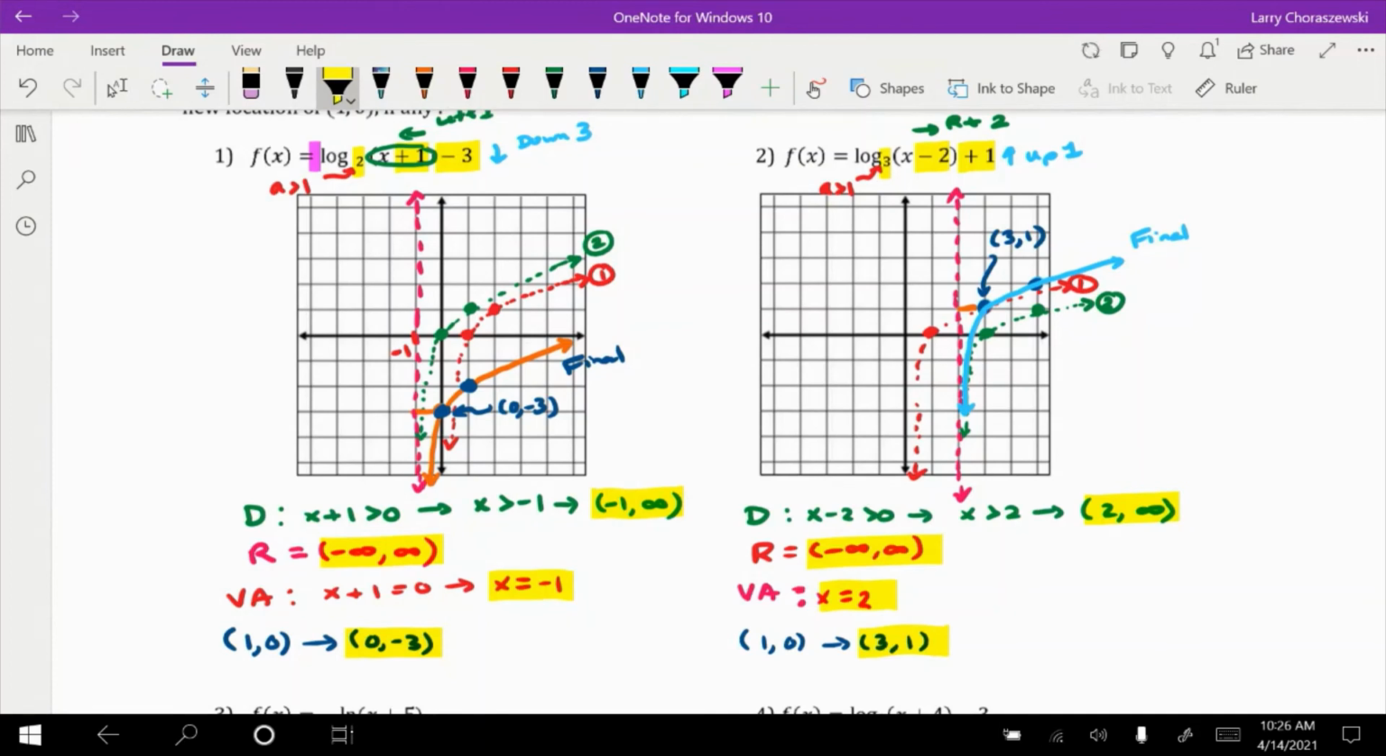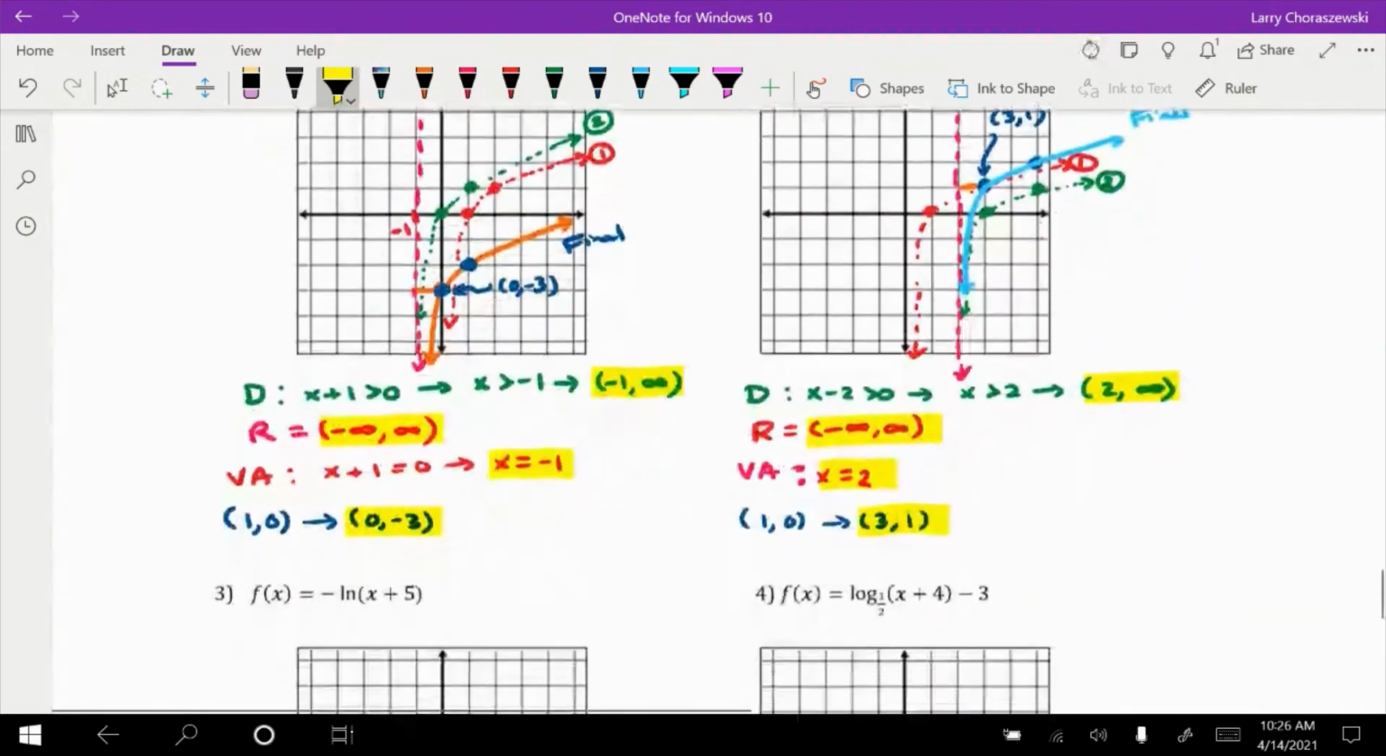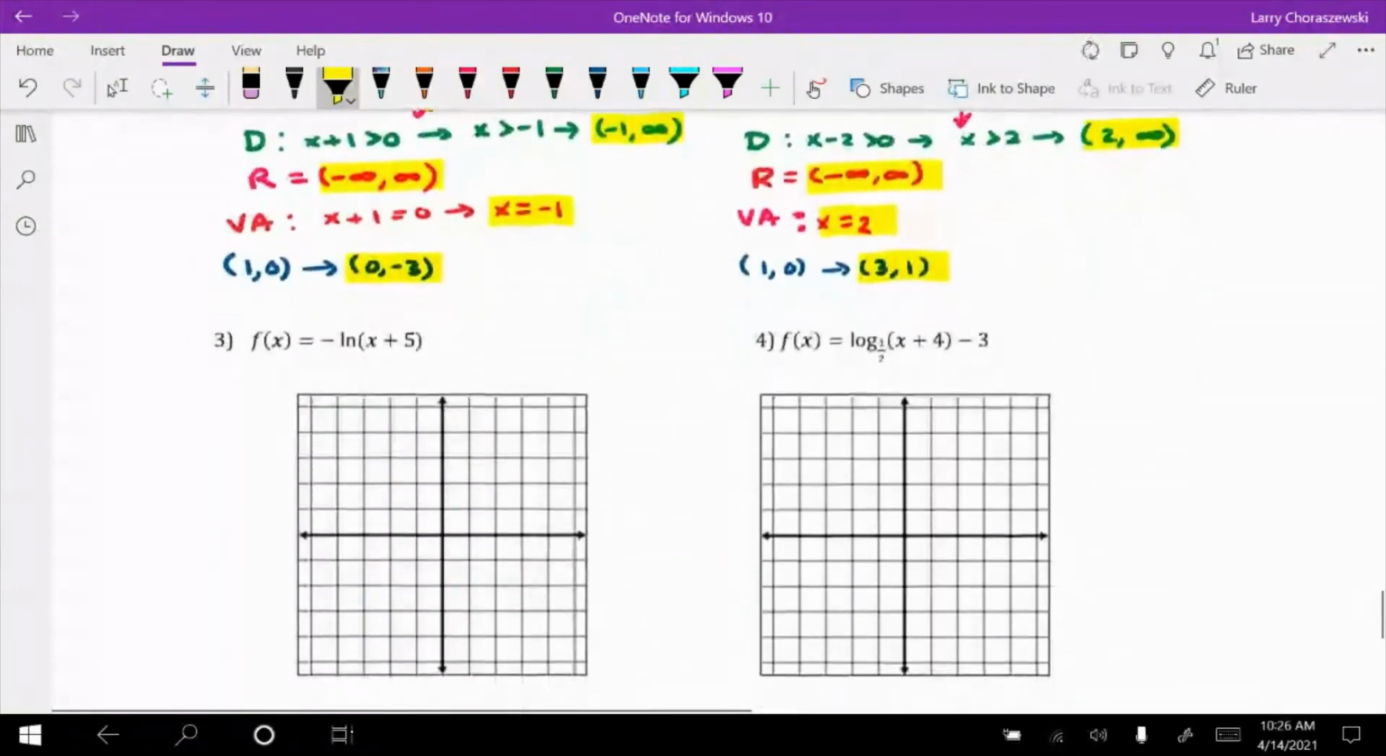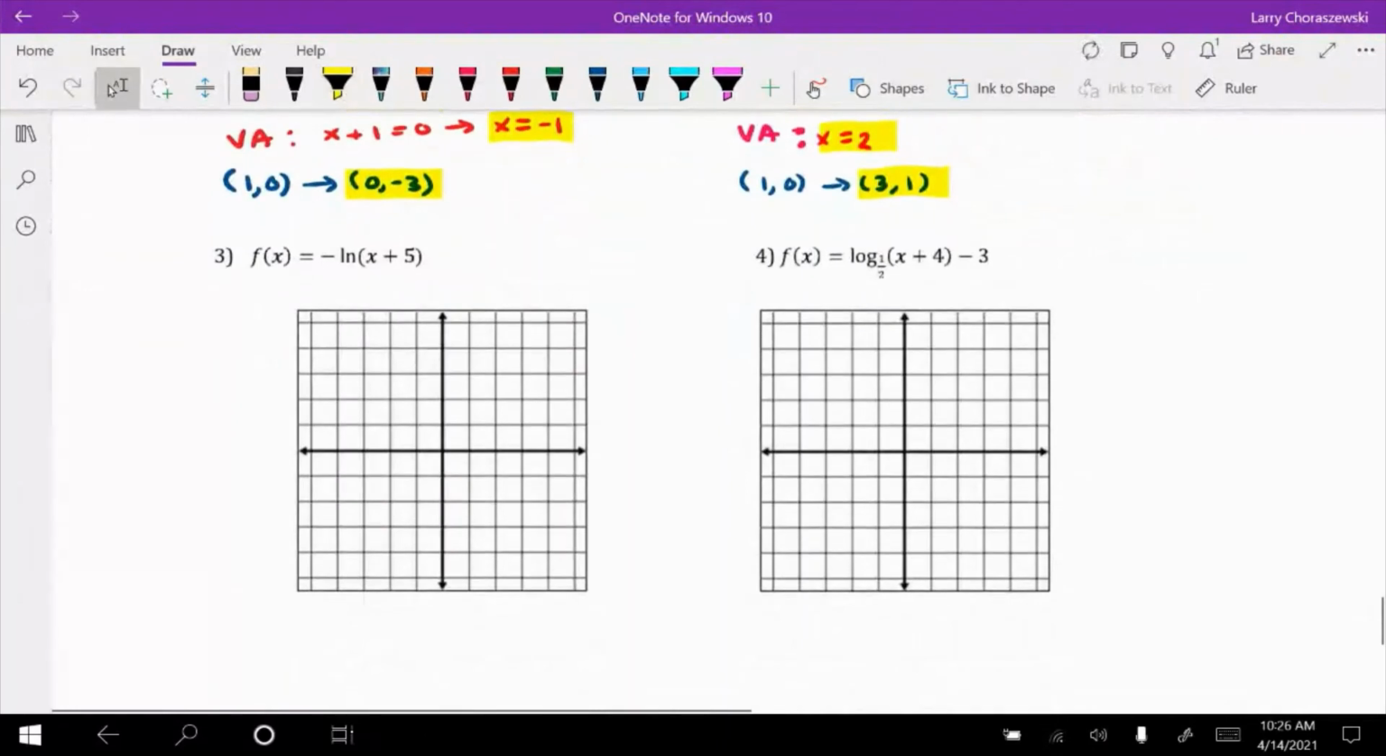All right, how's this stuff going for you so far, folks? All right, well, let's move on. We'll do number 3 together, and then I'll have you guys finish class off with number 4.